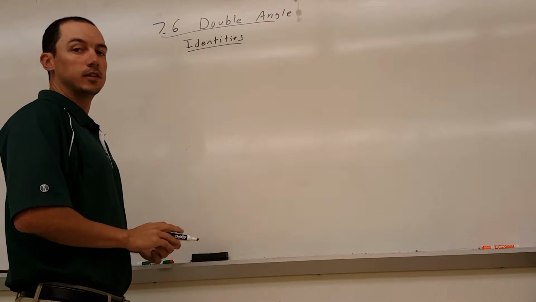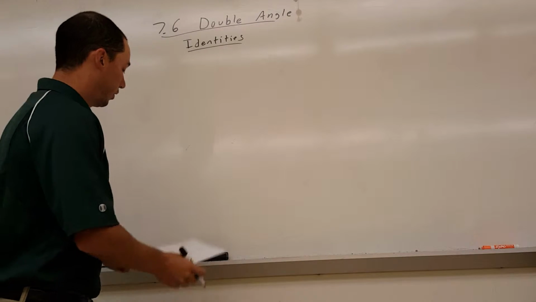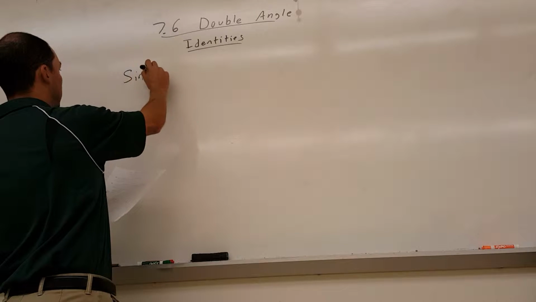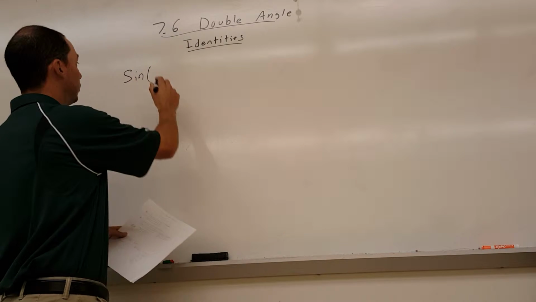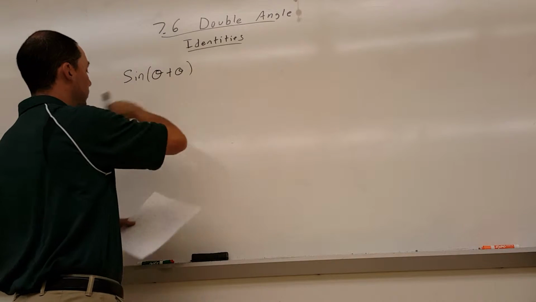All right, our next lesson here is 7.6, double angle identities. Let's get into it right here. Let's say we had the sine of the sum of two angles, but those two angles were actually the same angle. So like the sine of theta plus theta.